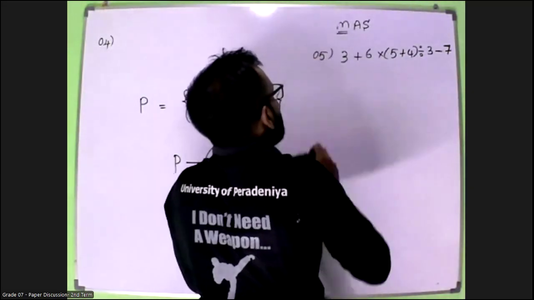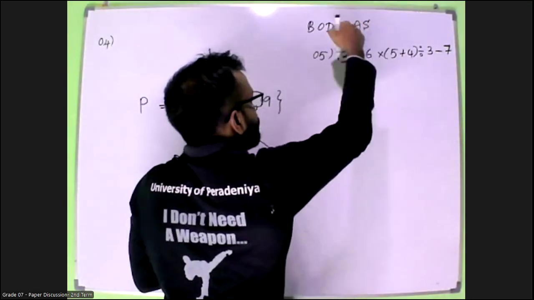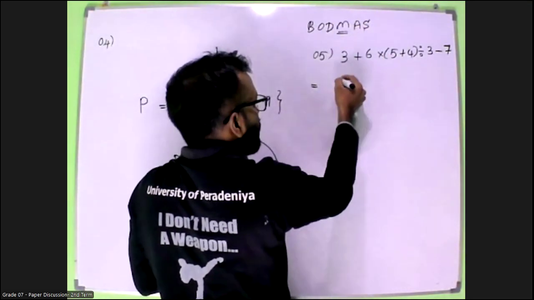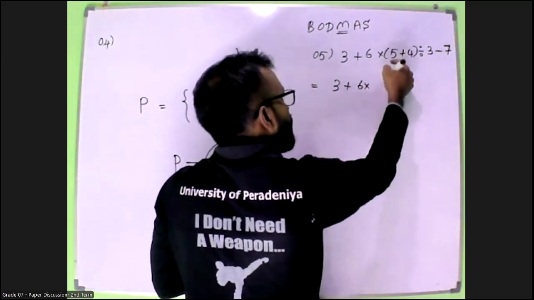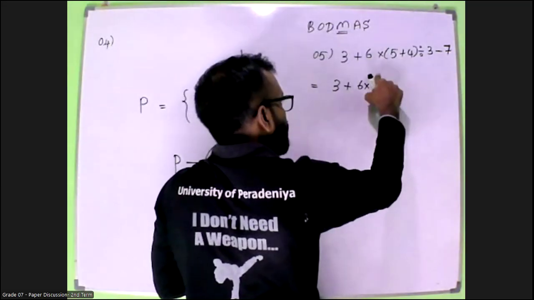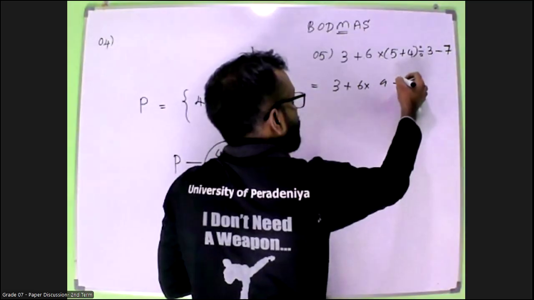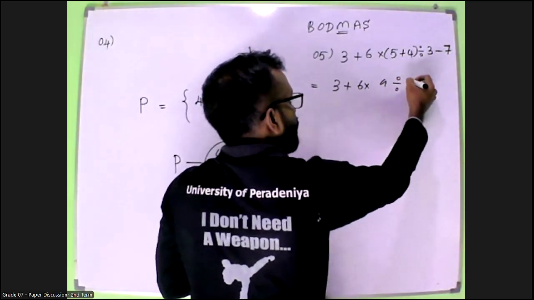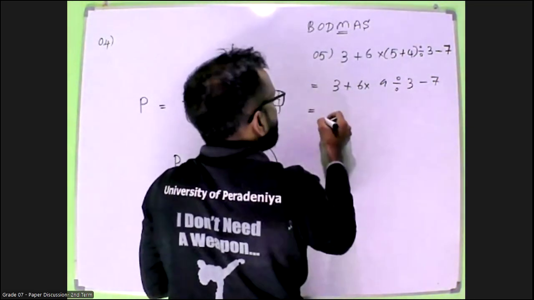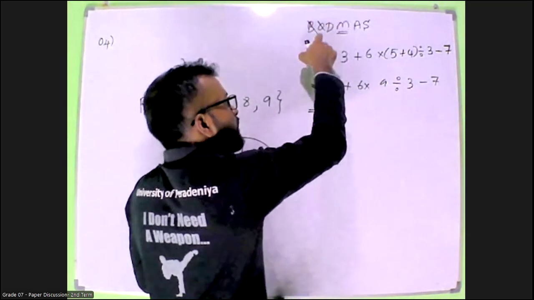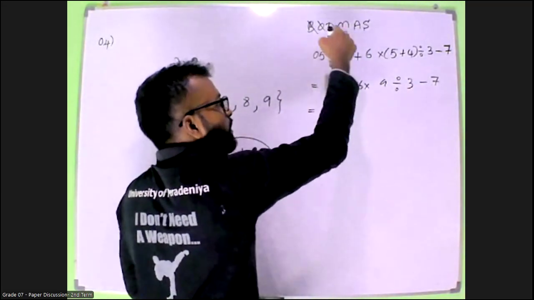So if I do the bottom, brackets first. So I will do that. 3 plus 6 times 5 plus 4, 9, right? Then division, minus 7, right? Now the bracket is done. We cannot find of, but we can find division, right? We can find divisions.